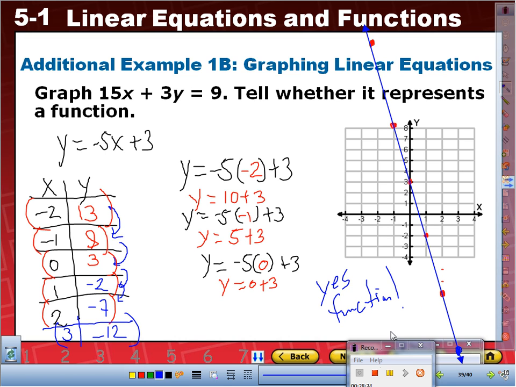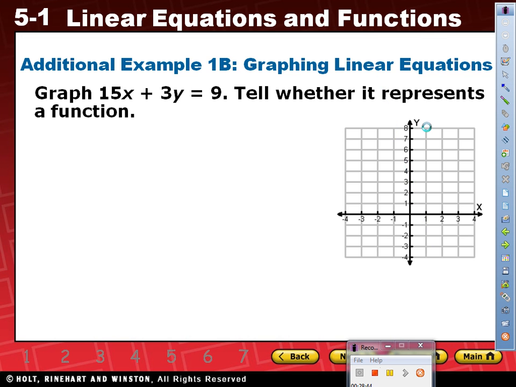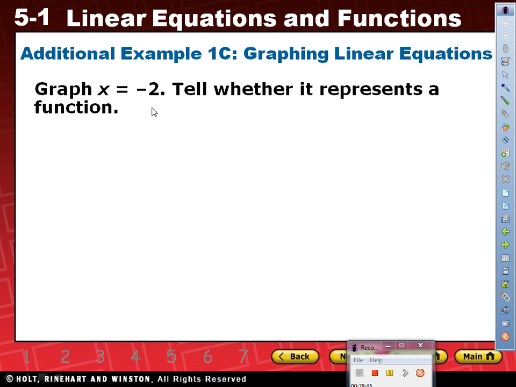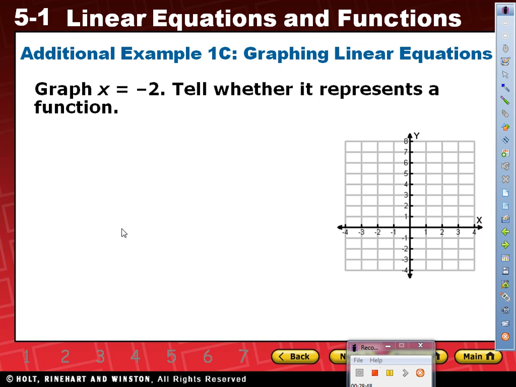All right. So let's go to the next small coordinate plane. Example 1C. Copy this down, please. Copy this equation: x equals -2. So, pens down, please. Let me show you how this one looks. Notice, the first thing you notice is it doesn't have a y. Is that correct?